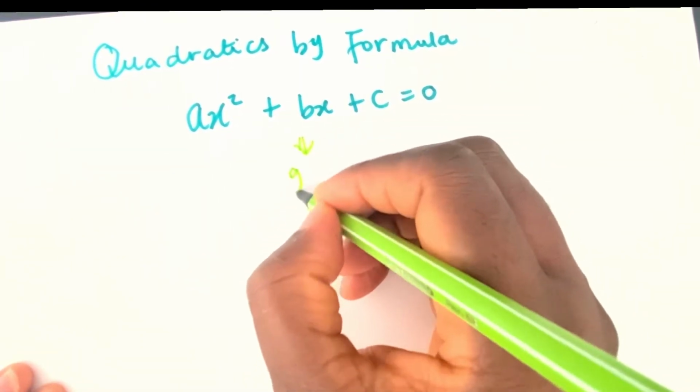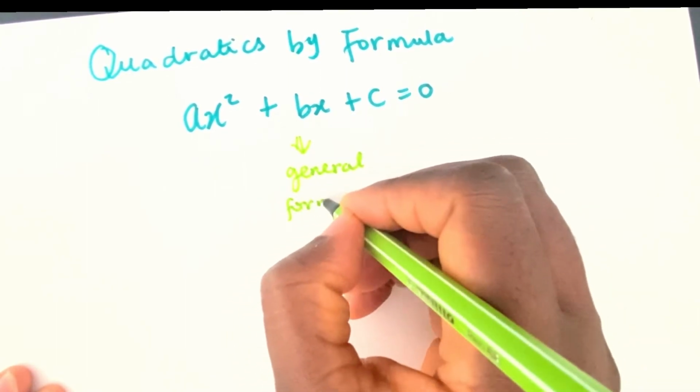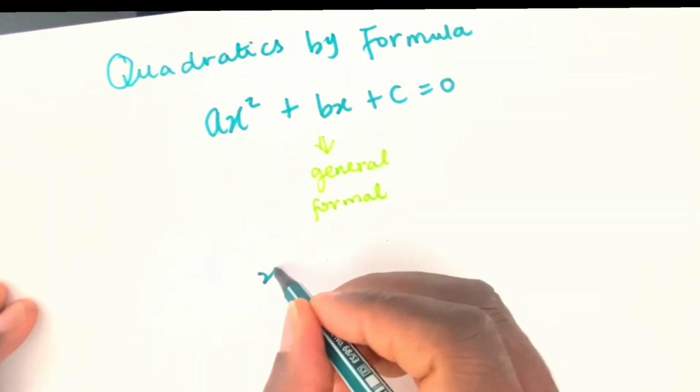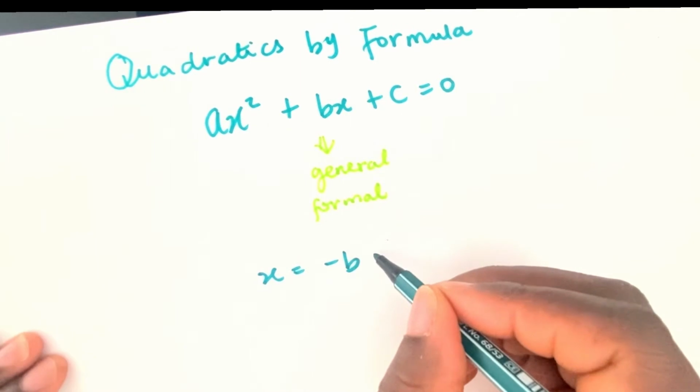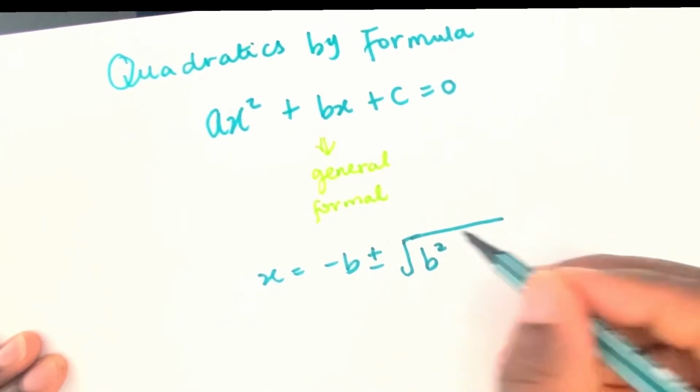The general format of a quadratic equation is ax squared plus bx plus c is equal to zero. And the quadratic formula is x is equal to minus b plus or minus the square root of b squared minus 4ac all over 2 times a.